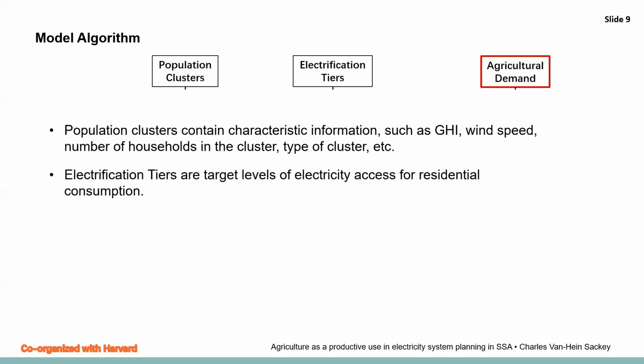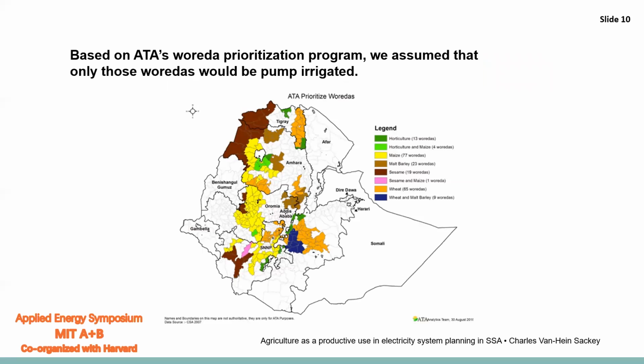So the focal point of my presentation today is the agricultural demand piece highlighted in red on the chart, which is our contribution to the existing ONSET model. So in Ethiopia, the Ministry of Water, Irrigation, and Electricity has partnered with the Agricultural Transformation Agency to prioritize the cultivation of certain crops in certain woredas in Ethiopia to boost the country's agricultural outputs and double the income of farmers in the next 5 years.